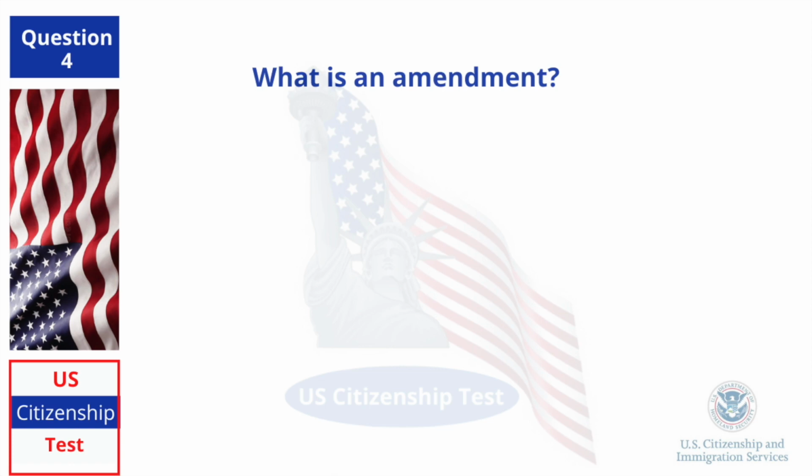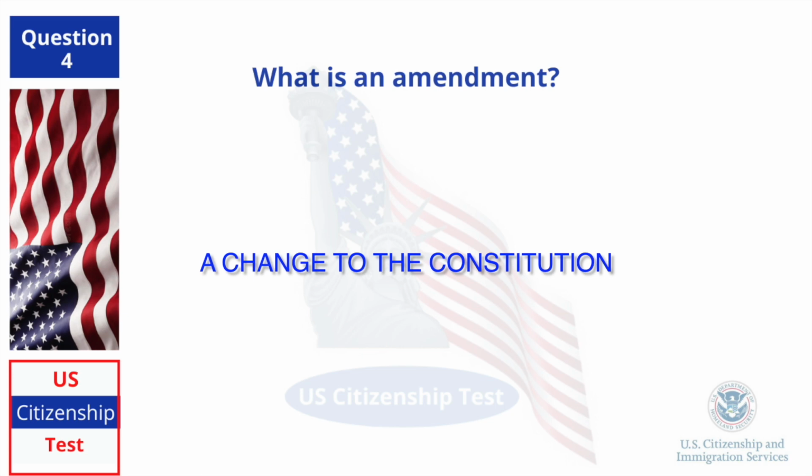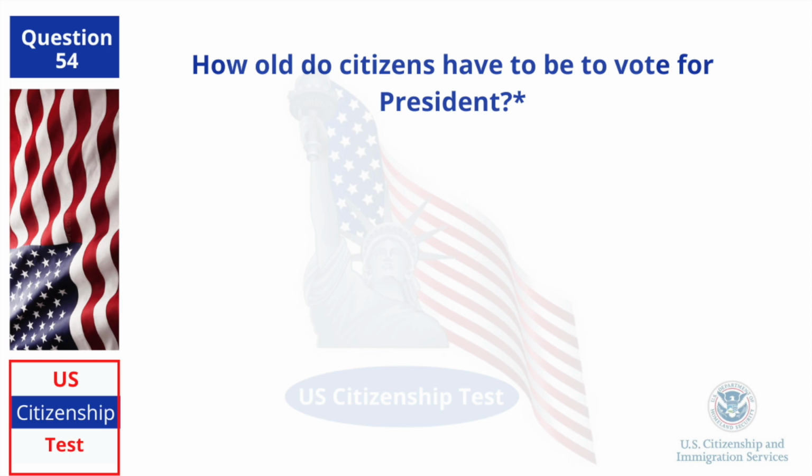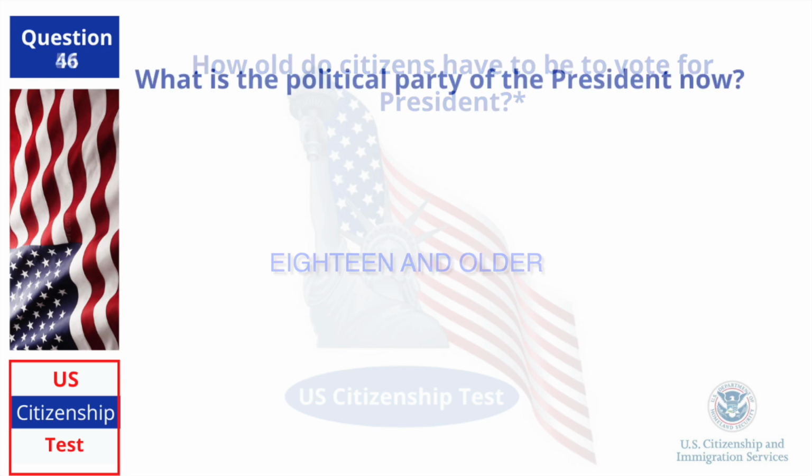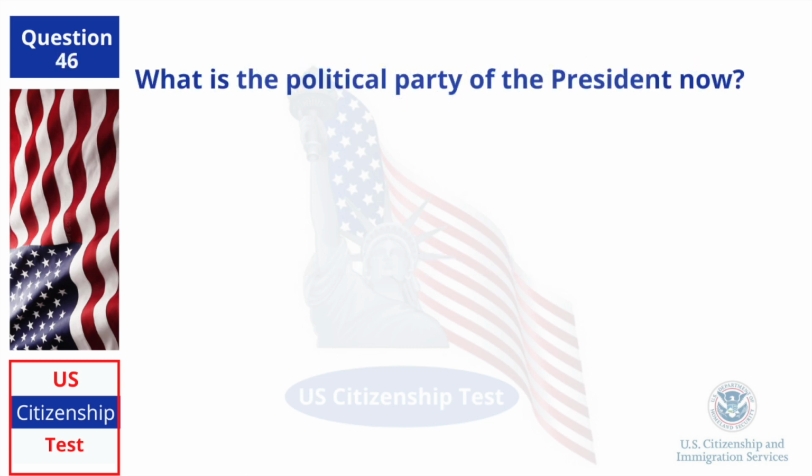What is an amendment? A change to the Constitution. How old do citizens have to be to vote for president? 18 and older. What is the political party of the president now? Democratic Party.